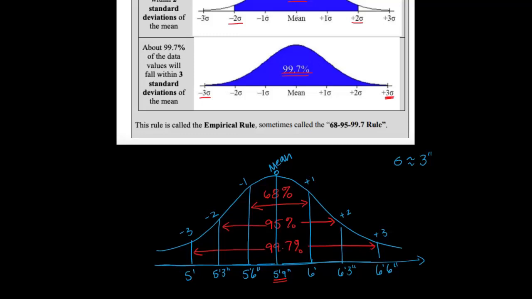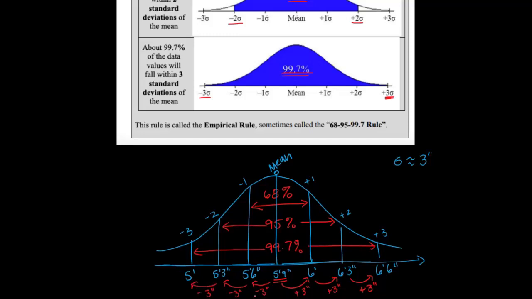I took 5'9" and I just added 3 inches to get each standard deviation. I just kept adding 3 inches each time, and then I subtracted 3 inches to get the standard deviations below average. So that's where these values on the left of 5'9" came from.